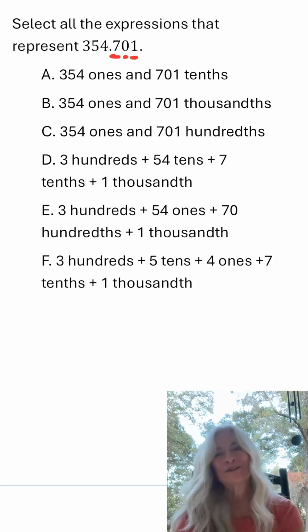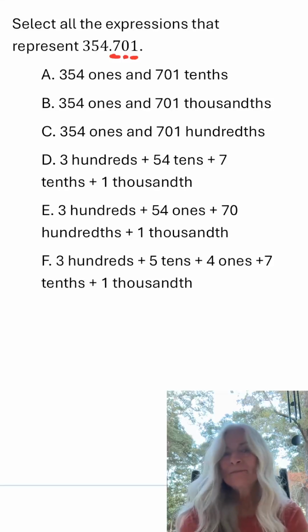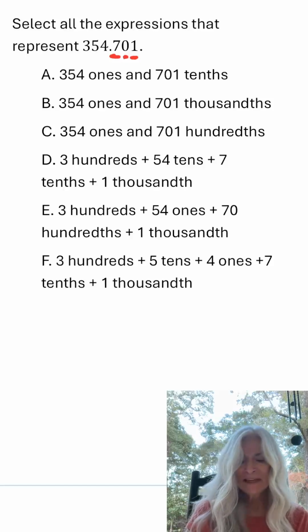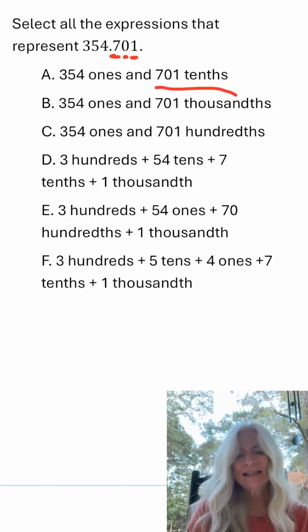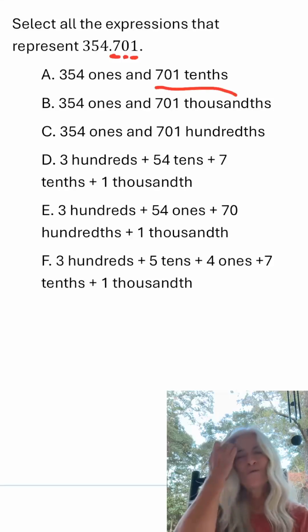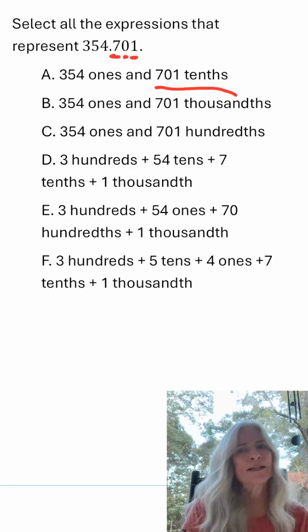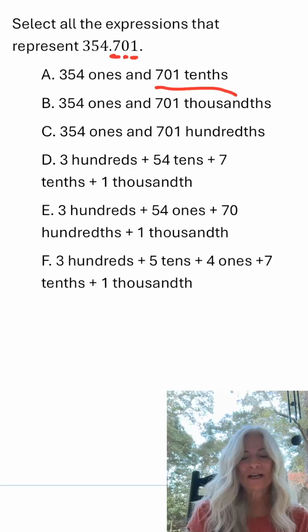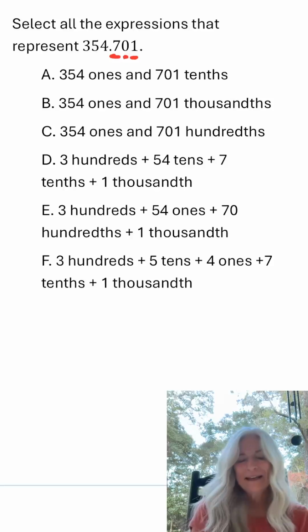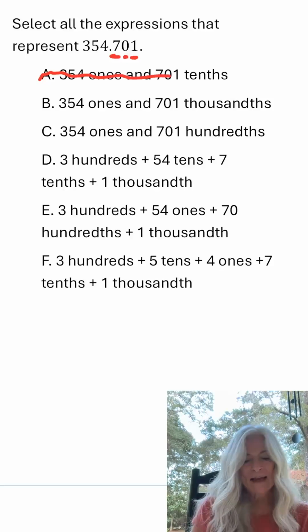Okay, so let's look at our choices. Choice A, 354 ones. That's good. But then it says 701 tenths. We don't have 701 tenths. We have 701 thousandths. So we know that is not a correct answer. So we're going to mark that one out.